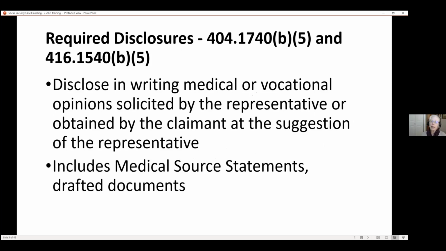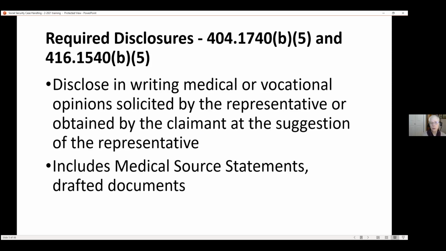So, things you have to tell Social Security. You have to tell them if you ask for a medical or vocational opinion. So if you write to the doctor and say, please fill out this medical source statement for me, please answer these series of interrogatories, please write me a letter and say that my client has this particular disorder, or that she's terminal, or anything you ask, and the doctor provides that evidence to you and you provide it, or the doctor provides it directly to Social Security. If you have solicited that opinion, you need to affirmatively tell the Social Security Administration about that.